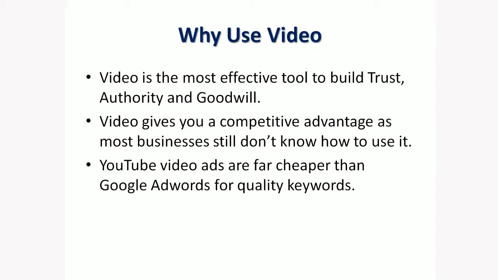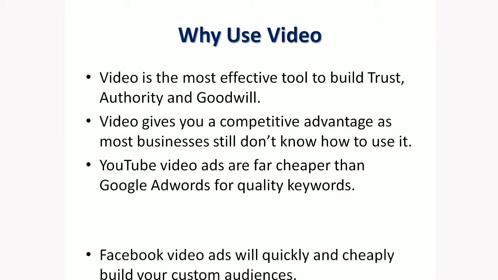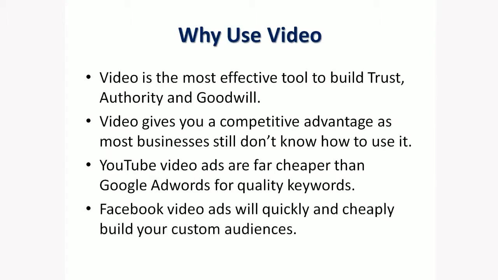YouTube video ads are far cheaper than Google AdWords for quality keywords. Now, a lot of those highly competitive keywords can cost you $20, $30 a click. On YouTube, it can cost you a few cents, right? YouTube advertising is still very, very cheap. Facebook video ads will quickly and cheaply build your custom audiences. Now, we're going to talk all about custom audiences later in this webinar, but Facebook does a great job at targeting, and it's still relatively cheap compared to Google AdWords.